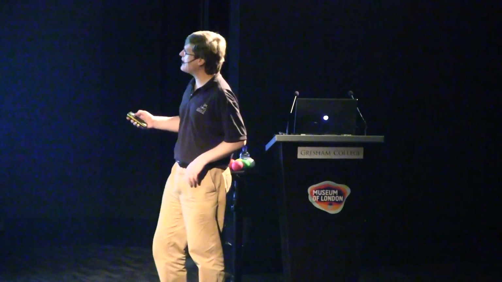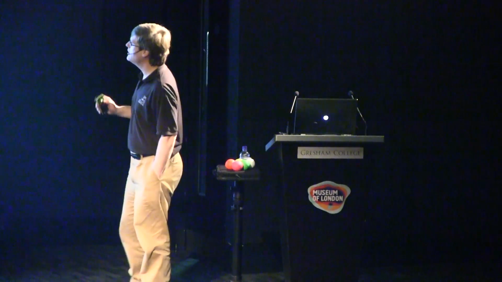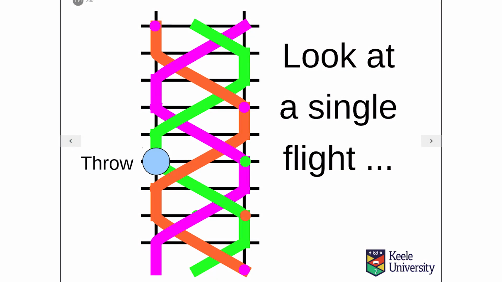Santa let me down. So anyway, if we have a look at a single flight of a juggling ball, we can see that it's thrown from over here, and we can follow the ball as it travels to the other hand, and it gets caught down there.